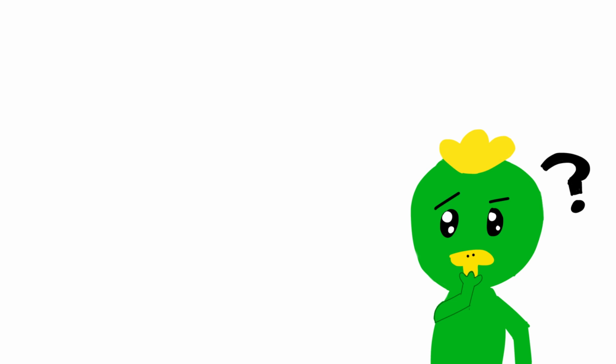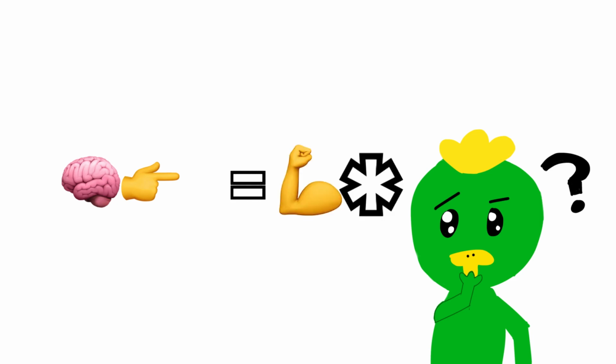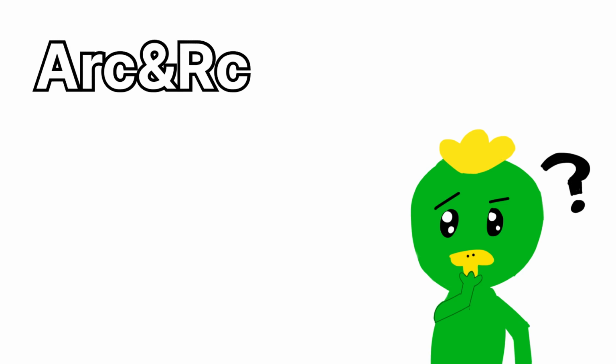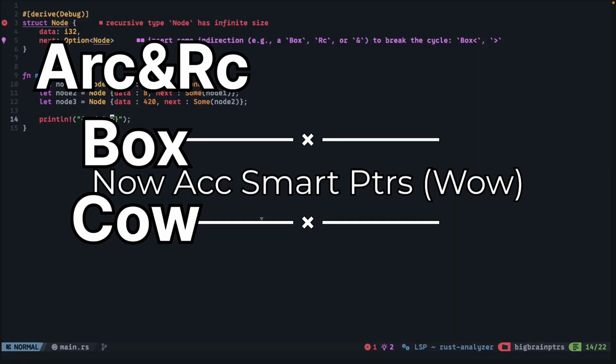Now, smart pointers are basically data structures that inherently point to other memory, aka a pointer, but on steroids. They give more metadata and capabilities. There are many smart pointers available in the standard library and also from famous libraries. However, I will only talk about the common ones, including Arc, Rc, Box, and Cow.